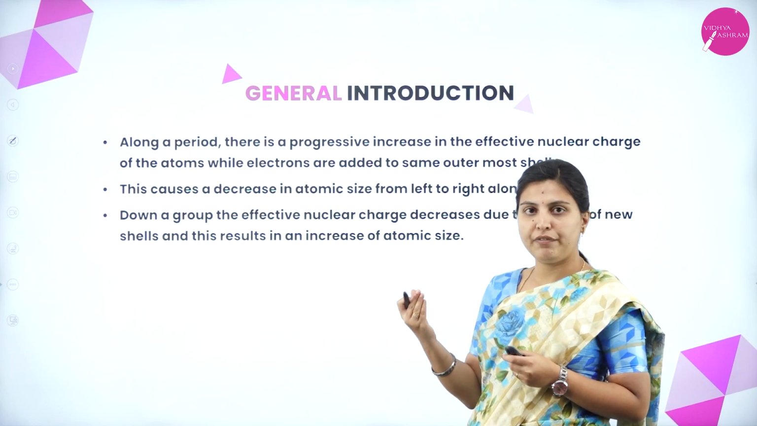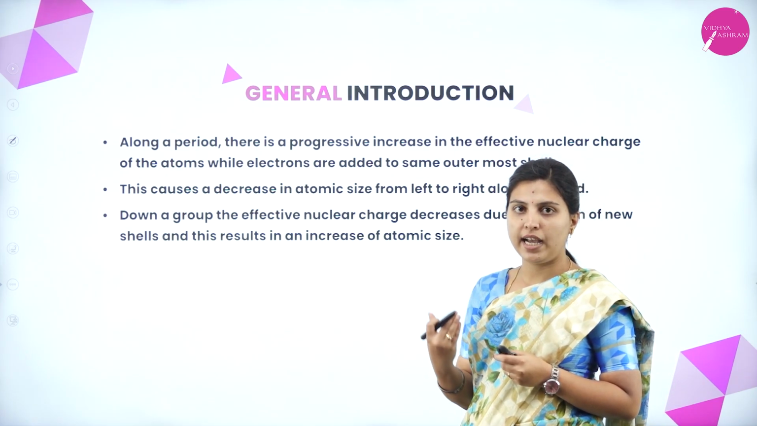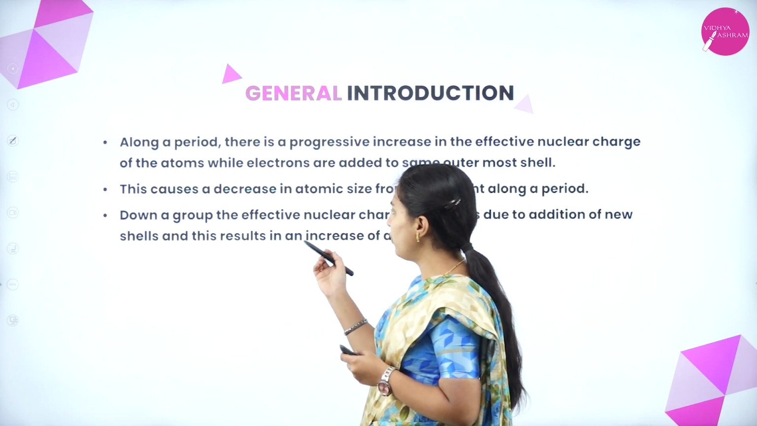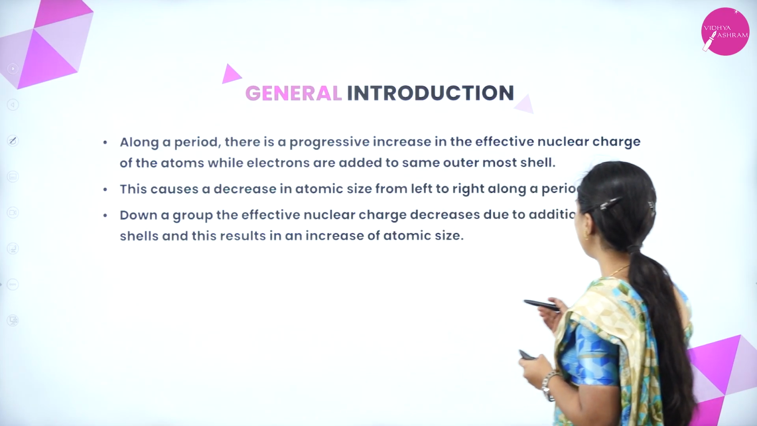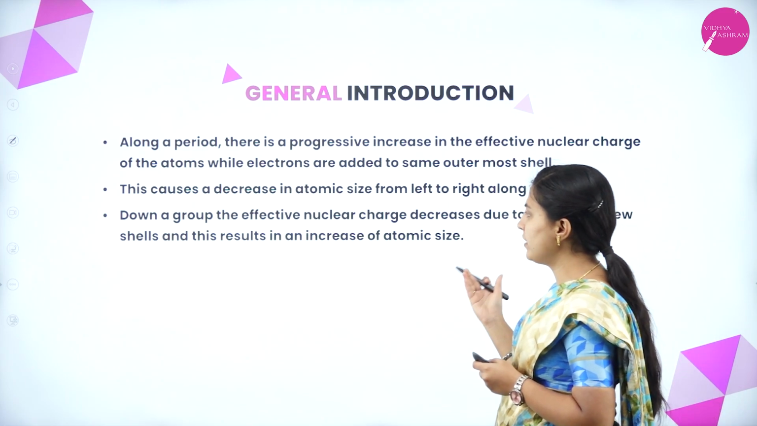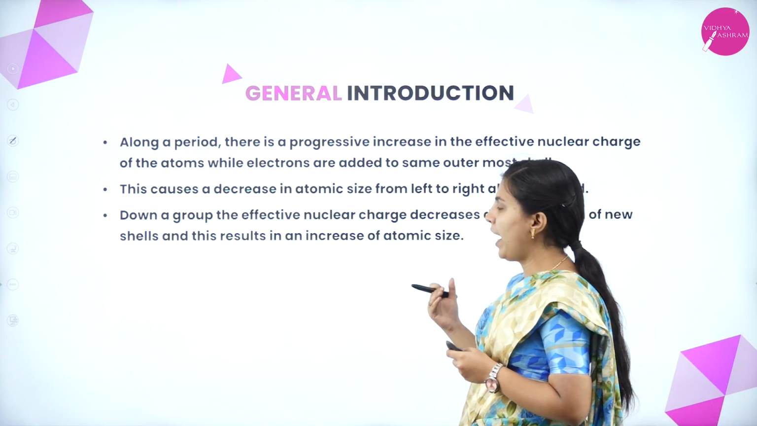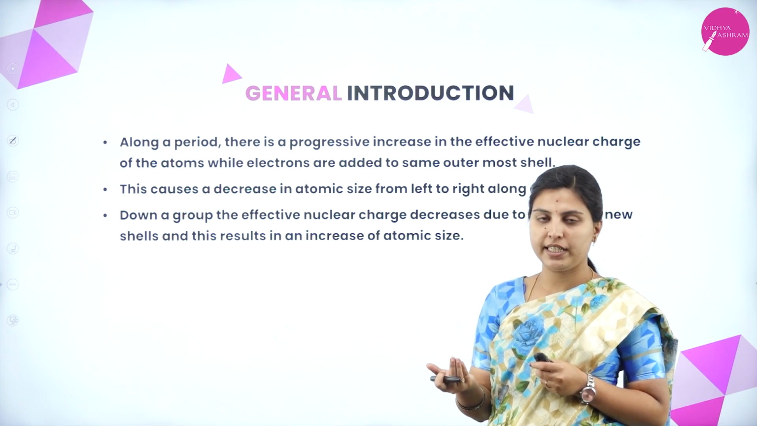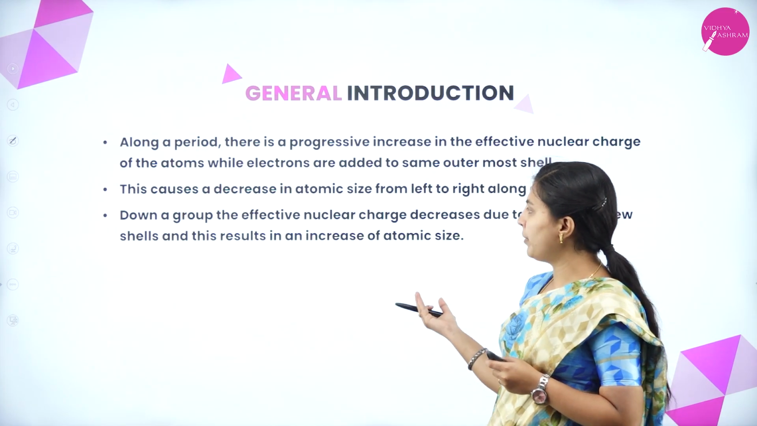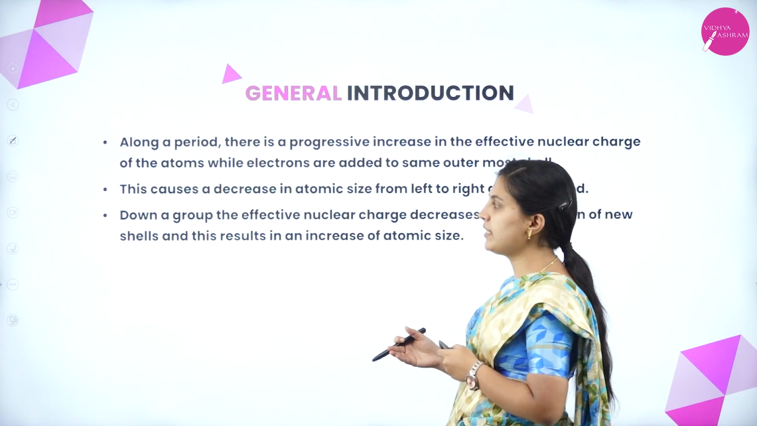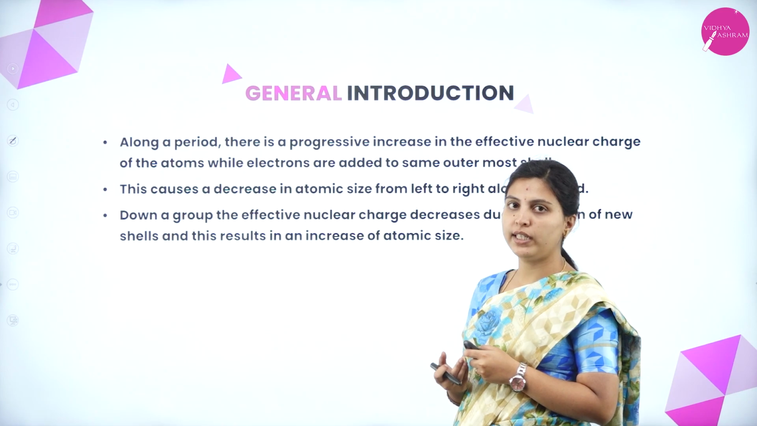Due to the high effective nuclear charge, the atomic size decreases. Down a group, the effective nuclear charge decreases due to the addition of a new shell, and this results in an increase of atomic size. Down a group, the effective nuclear charge decreases, so the atomic size or ionic radii will increase. This is about atomic and ionic radii.